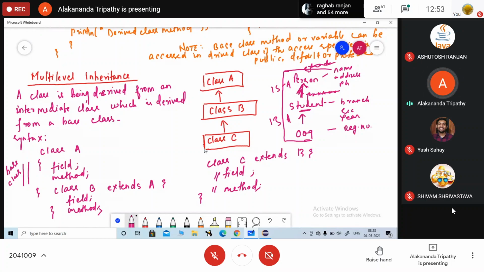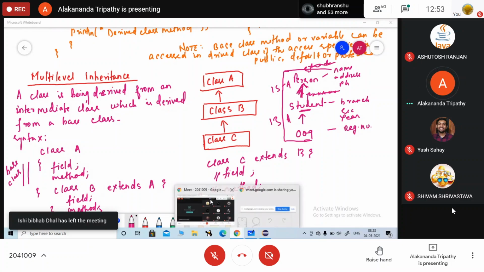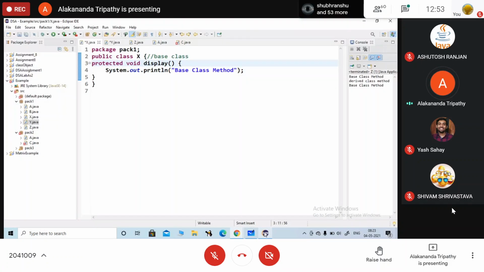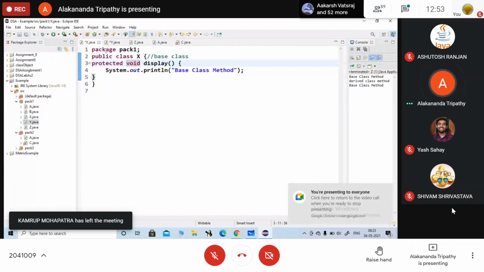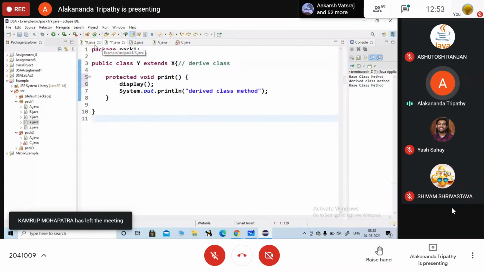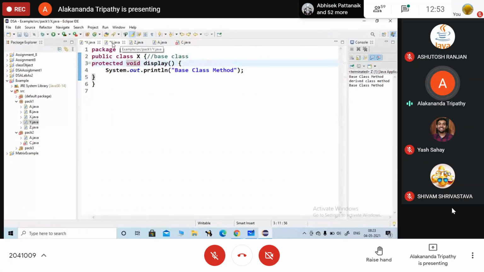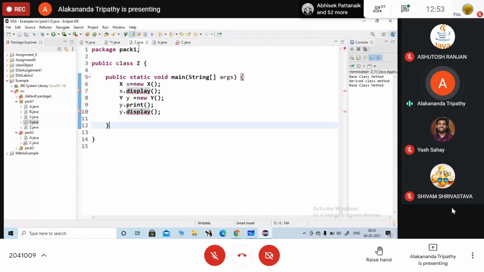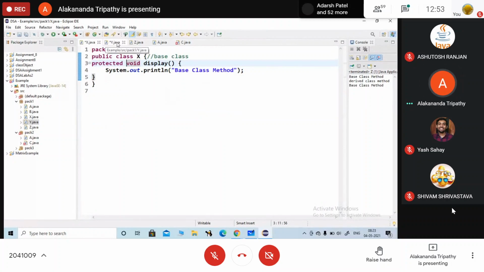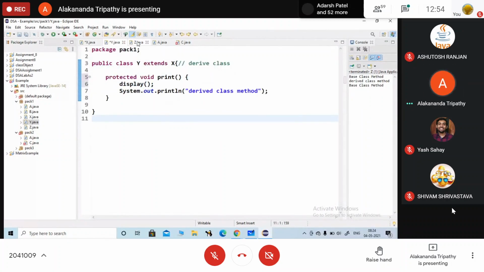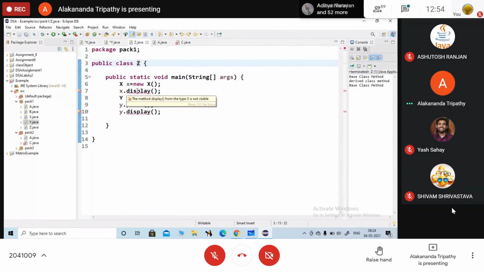Okay. Now check the example. Look at the example. This is class X, Y, and Z. So here in class X I have a method display. What is in Y? One method, print. Now Z, let Z be a class. Why has an error come here? Extra display. Method display from type.